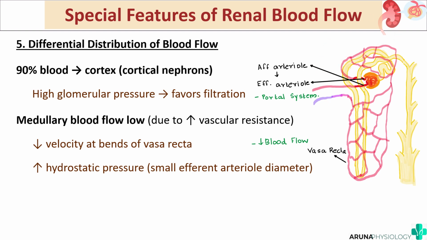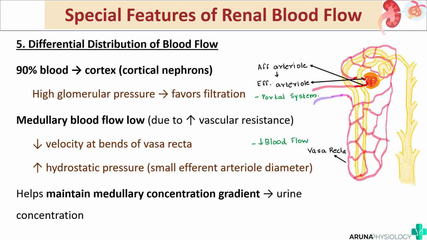So in the medulla, the velocity of blood flow will be less when compared to the cortex. Now this helps to maintain the medullary concentration gradient. That is, it helps in urine concentration. We know that the cortical nephrons are basically for filtration, so there we need good hydrostatic capillary pressure. But the medullary blood flow is for urine concentration, so there we need a slow blood flow, and its main role is to maintain the medullary concentration gradient. That is why we have a differential distribution of blood within the same organ.